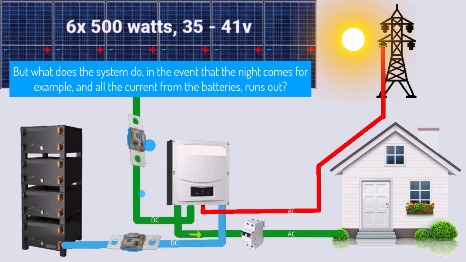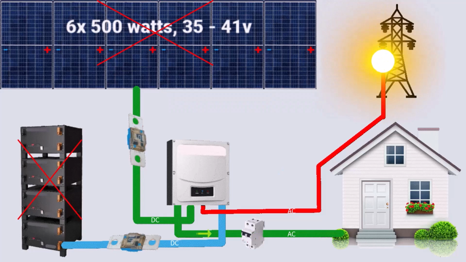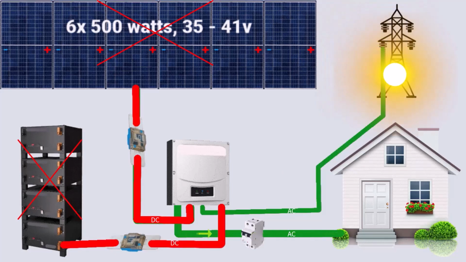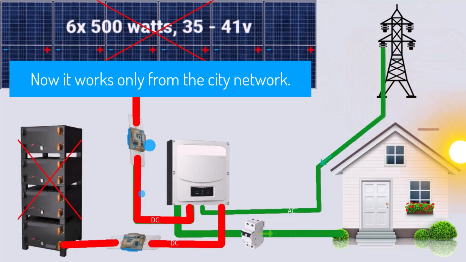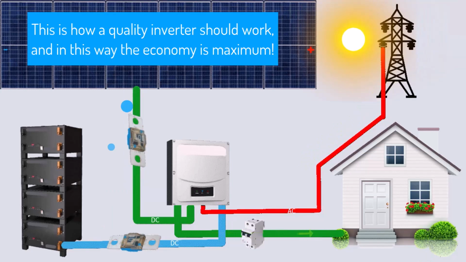But what does the system do in the event that night comes, for example, and all the current from the batteries runs out? It passes through the city network. Now it works only from the city network. But in the morning when the sun rises, it will supplement with what it produces, easily, volt by volt, until the energy produced is equal to the energy consumed, and then it will change again to the photovoltaic system. This is how a quality inverter should work, and in this way the economy is maximum.